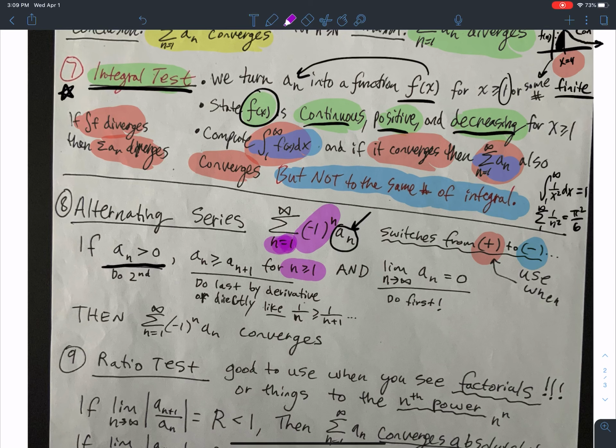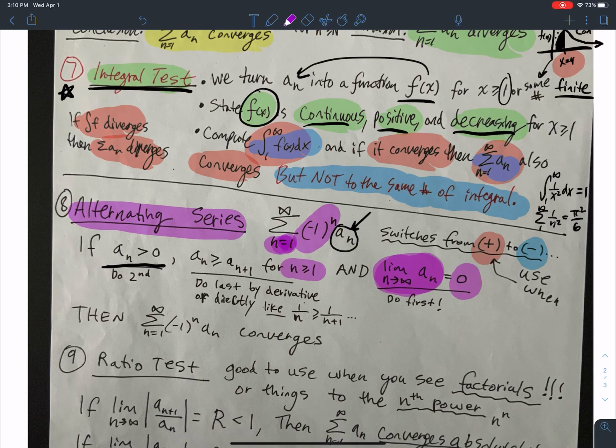Now, what do I do to use the alternating series test? I need to take a limit. As n goes to infinity, I want to see where the sequence converges to. Now, a sequence converging versus a series converging are two different things. So if I take the limit of the sequence and I get 0, that's great.